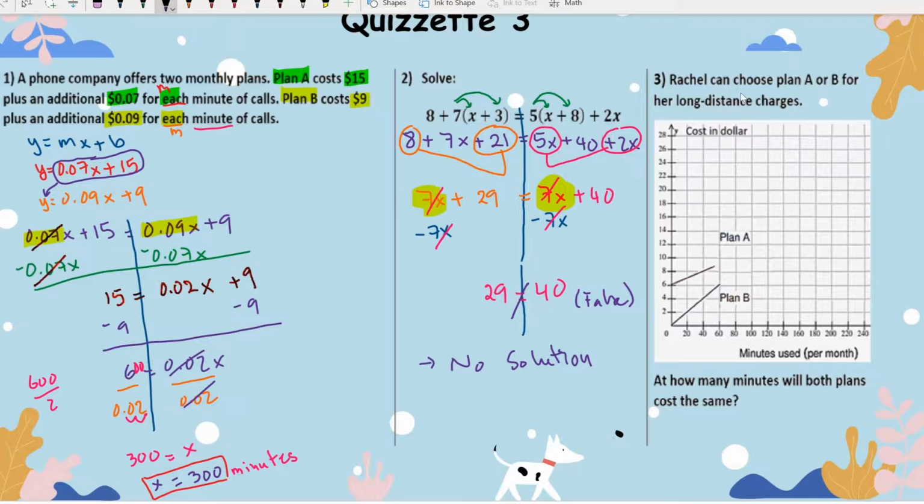Number 3. Rachel can choose plan A or plan B for her long distance charges. Okay, so they give you the graph with the x-axis representing minutes used per month and the y-axis representing the cost in dollars, and there's 2 lines, plan A and plan B. At how many minutes will both plans cost the same? So like problem 1, 2 plans cost the same when their equations are equal to each other. So in problem 3, 2 plans cost the same when 2 lines cross each other.